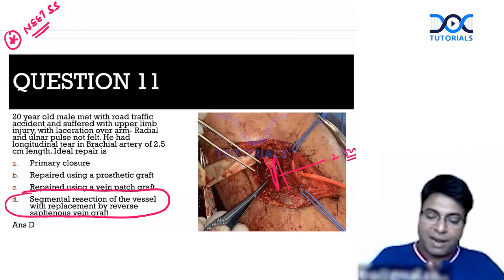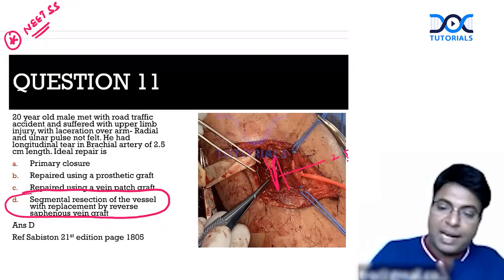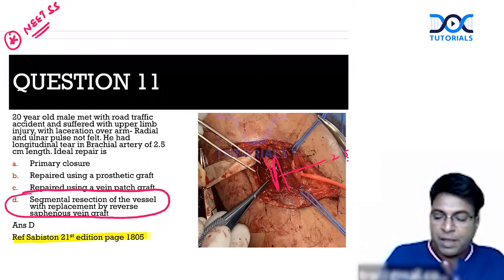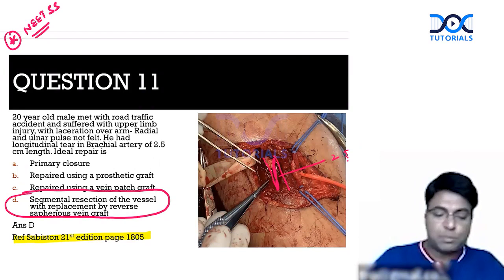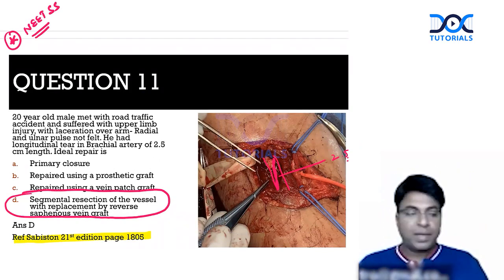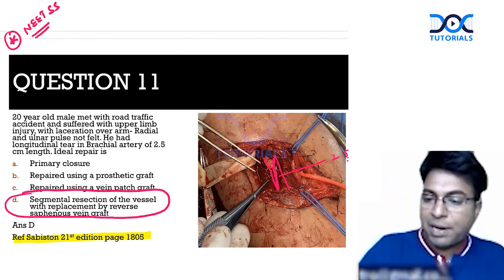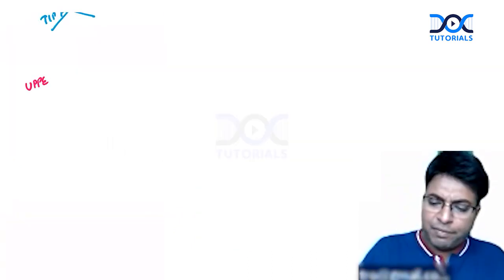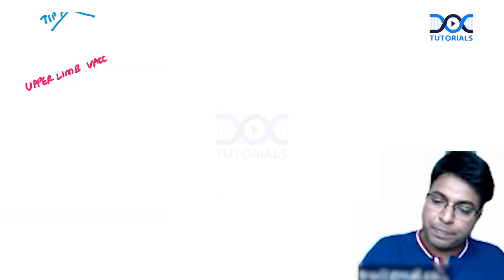reverse saphenous vein graft. If you want to know more detail and check whether it is correct, it is there in Sabiston, one full page. If you are a NEET SS aspirant, this page 1805 is going to be an MCQ for you. You must read this page. Let me explain about this. Its heading is upper limb vascular injuries.